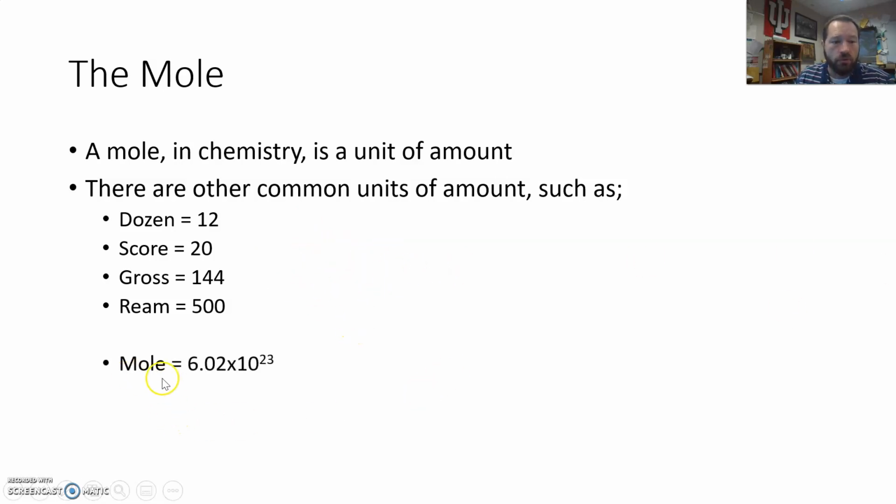In chemistry, we use what we call the mole, which is a big, gigantic amount, 6.02 times 10 to the 23rd. So it's a very large amount, but it does the job we need it to do.